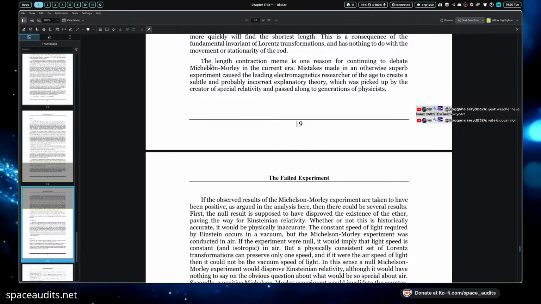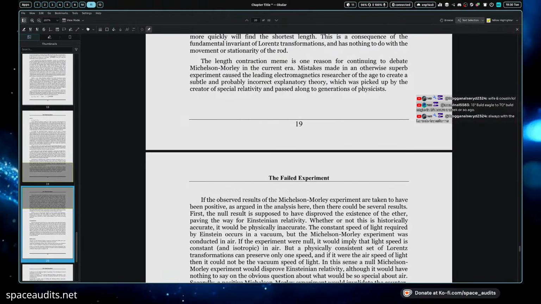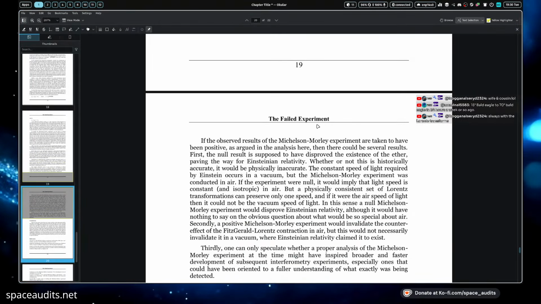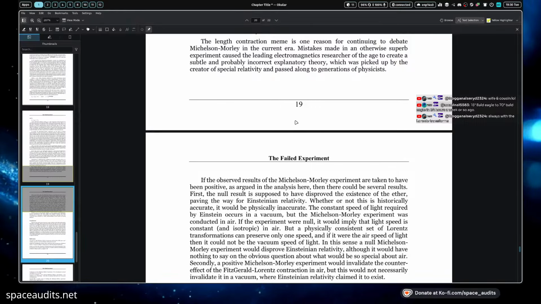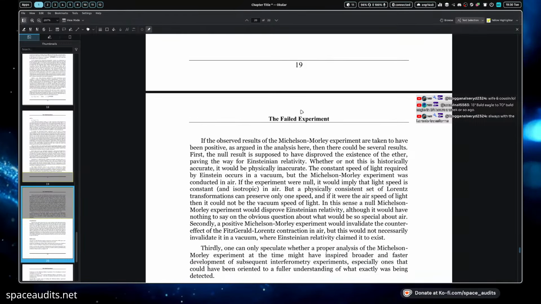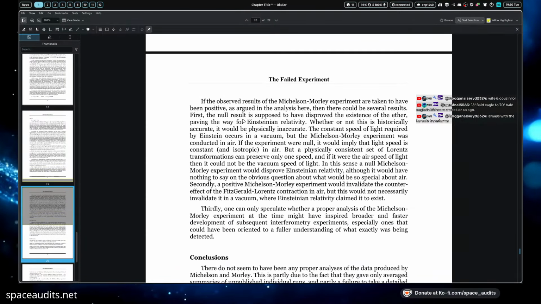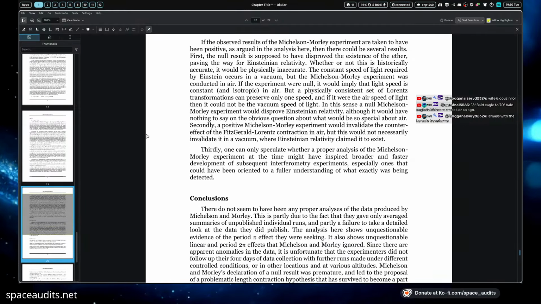That's fantastic. Mistakes made in an otherwise superb experiment caused the leading electromagnetics researcher of the age to create a subtle and probably incorrect explanatory theory, which was picked up by the creator of special relativity and passed along to generations of physicists. If the observed results of the experiment are taken to have been positive, as argued in the analysis here, then there could be several results.